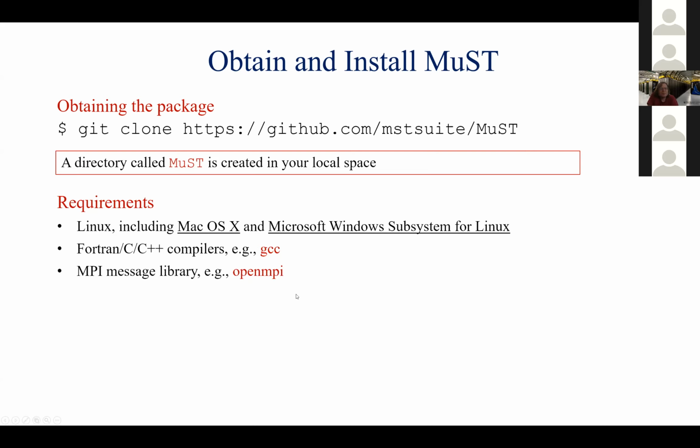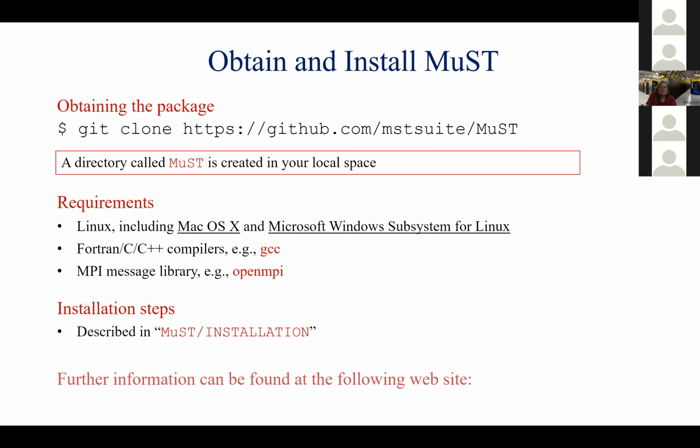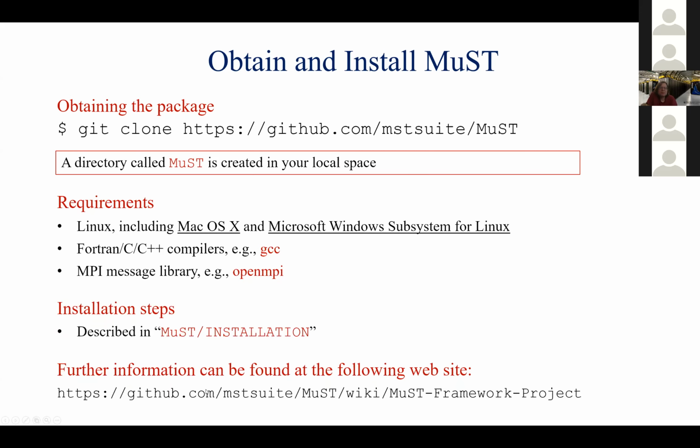Once you have those very fundamental packages you need, you will be able to build the MuST package on your computer. There are installation steps describing this in the installation file. You can take a look at that and follow the steps. It's quite easy. Once you do that, you can just build and then have an executable available for you to use. For further information, you can also visit this particular website.